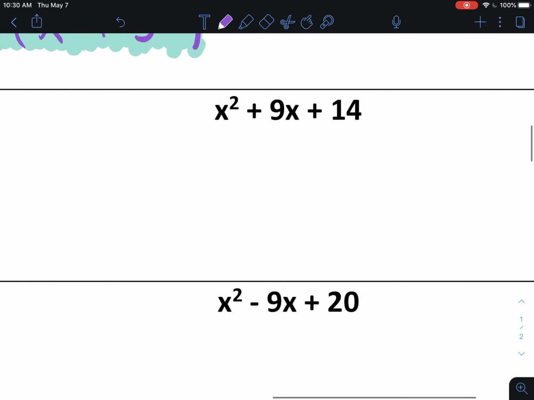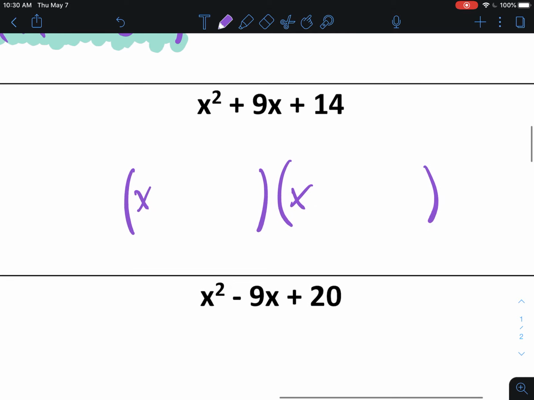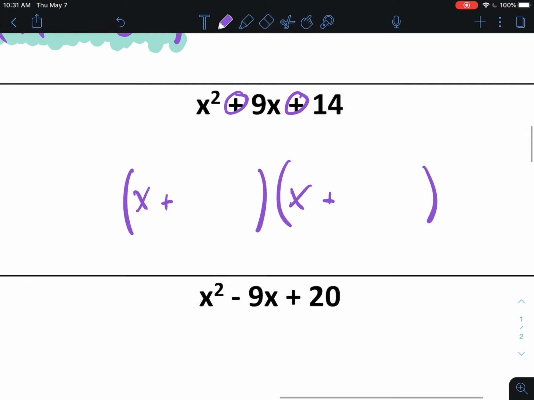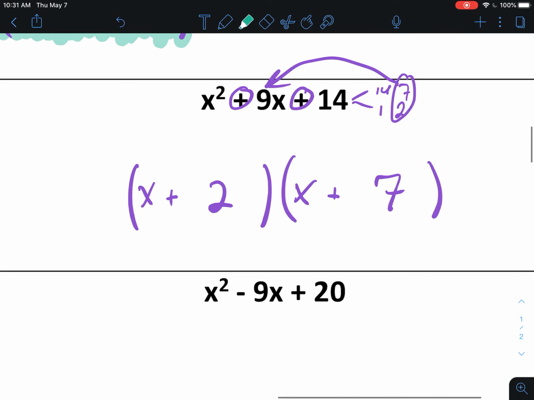All right, next one. So, two sets of parentheses. X goes in the front always for these ones. It's a plus on the end, a plus in the middle, so that tells us plus and plus. 14, the factors are 1 and 14, 2 and 7, and that's it. And it looks like 2 plus 7 would give us 9, so we can put a 2 here and 7 here.